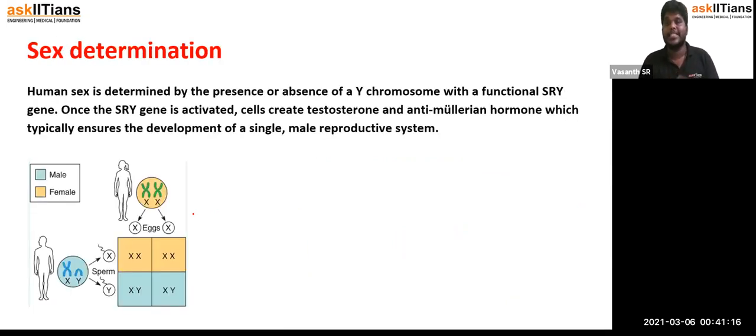The next topic is sex determination. In human beings, there are two distinctive sexes. One is male, another one is female. And in human beings, we have a composition of 22 plus X, Y. Okay, we can write it like this.